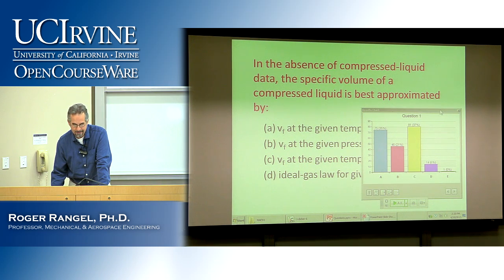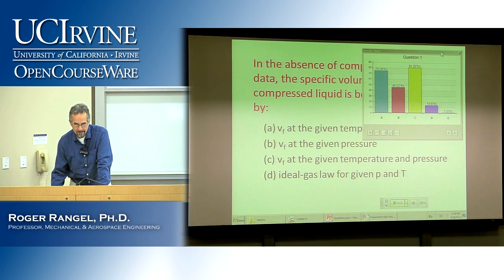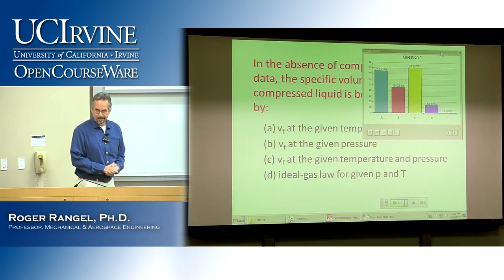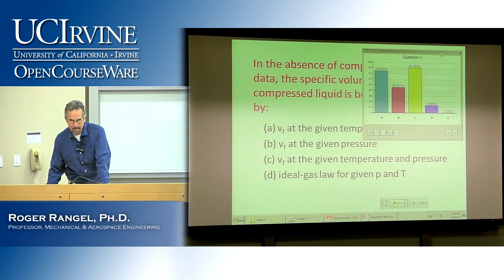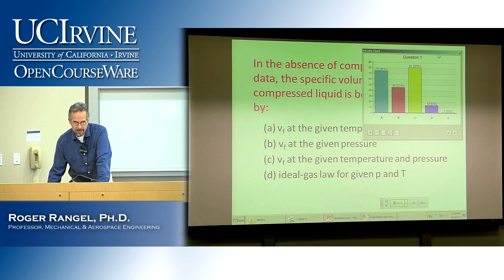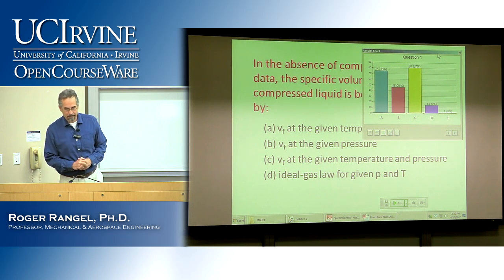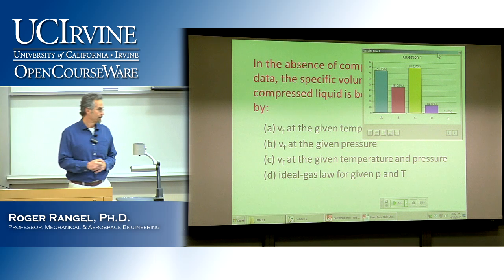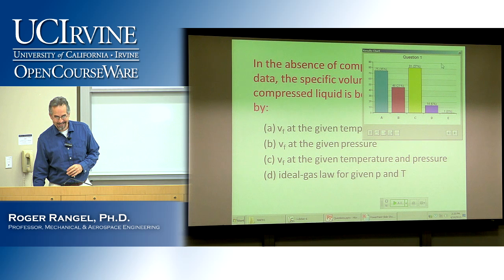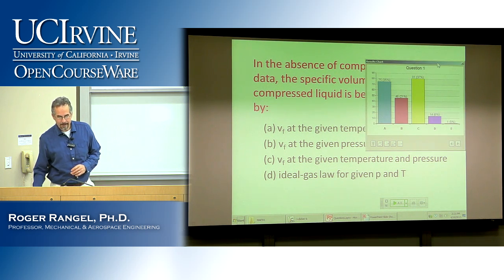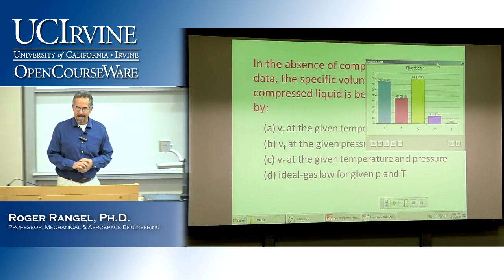Oh, look at that. Okay, I'm glad I'm asking you these questions. The most popular answer was V sub F at the given temperature and pressure. Is that right or wrong? Whoever said that's wrong probably answered A. No? Some people answer B. Quite a few answer B too. So yeah, the correct answer is A.